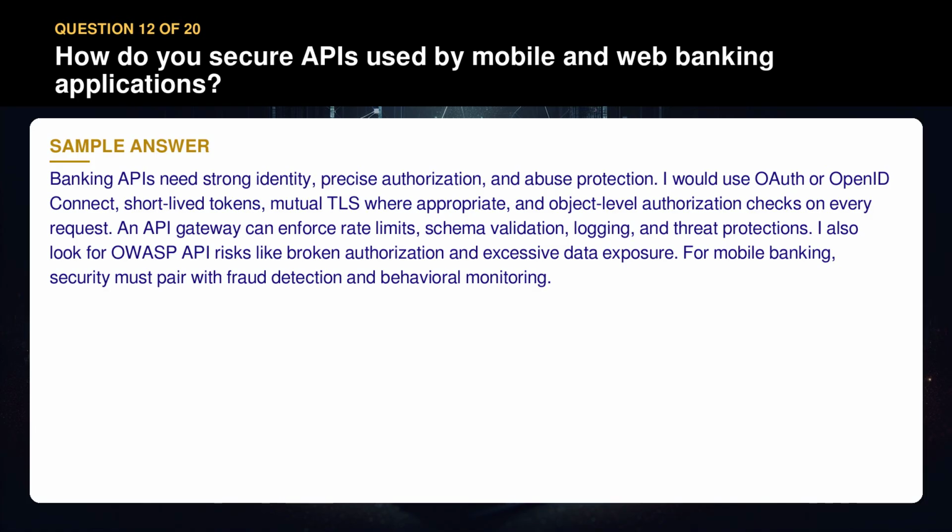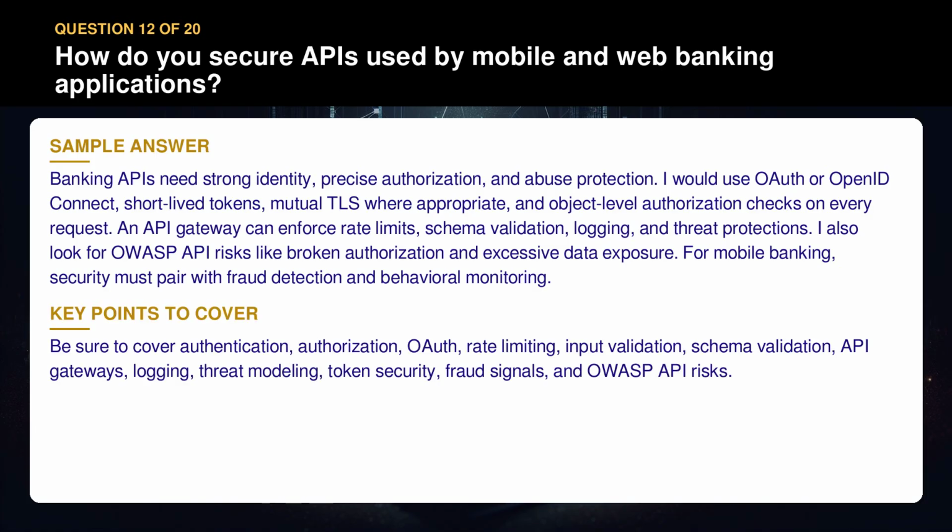I would use OAuth or OpenID Connect, short-lived tokens, mutual TLS where appropriate, and object-level authorization checks on every request. An API gateway can enforce rate limits, schema validation, logging, and threat protections. I also look for OWASP API risks like broken authorization and excessive data exposure. For mobile banking, security must pair with fraud detection and behavioral monitoring.